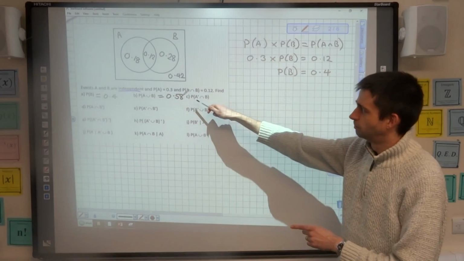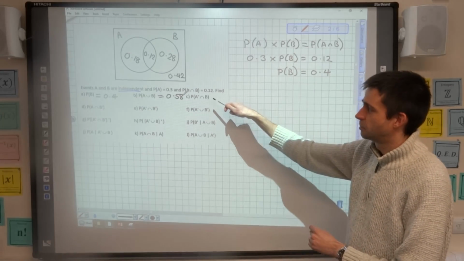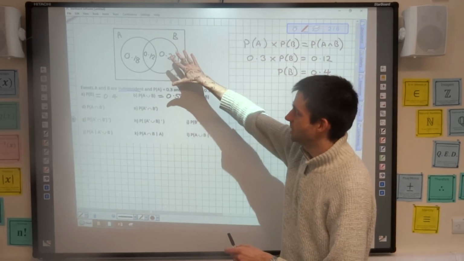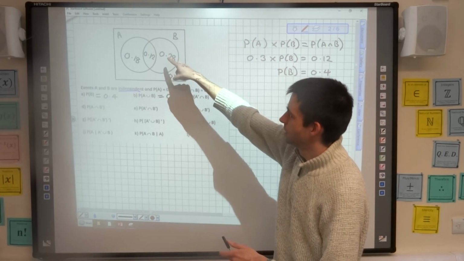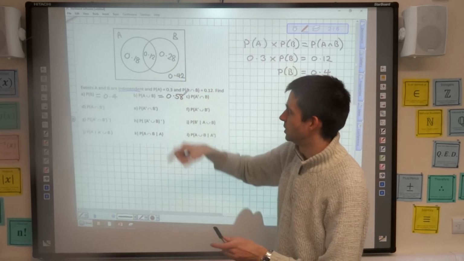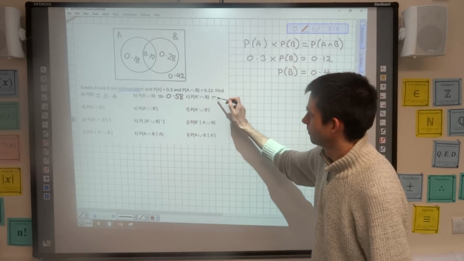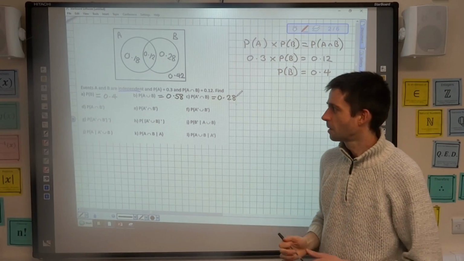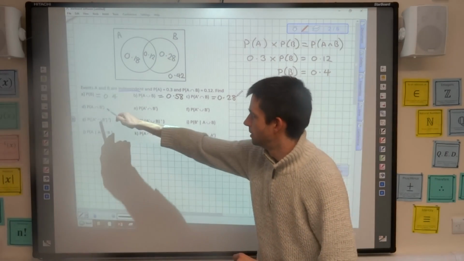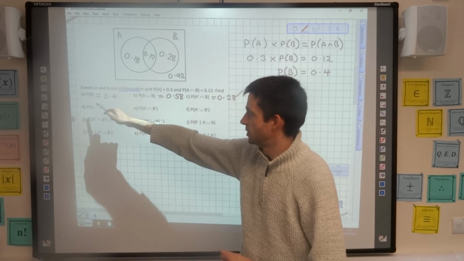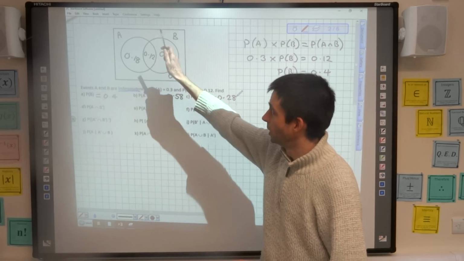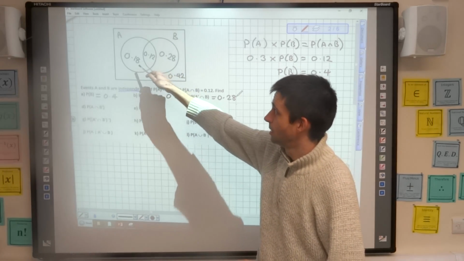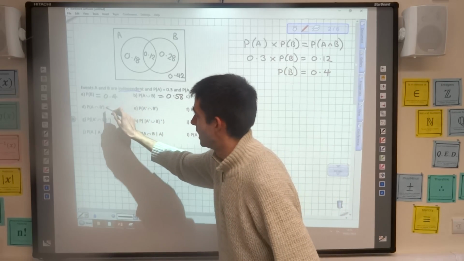Okay, part C, the probability of not A intersect B. So we've got to not be in A, but we are in B, so it's this bit here. It's the 0.28. Not in A, but we are in B. Next up, A intersect not B. So we are in A, but we're not in B. That must just be that 0.18 there.